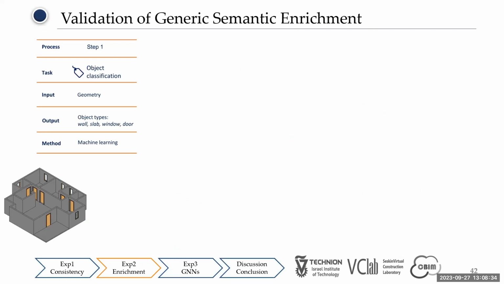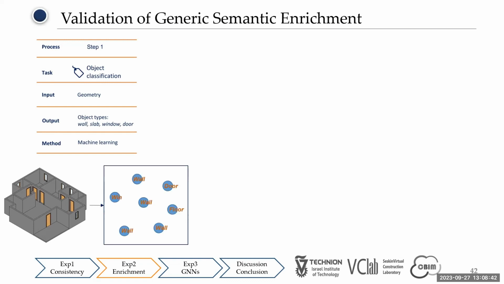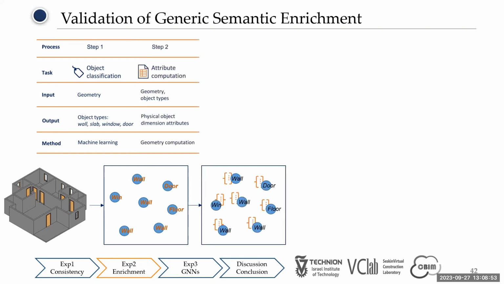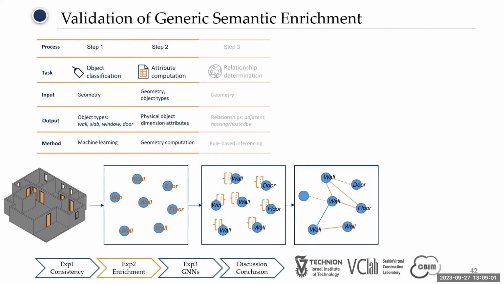So after exporting the geometry, in the first step, we use machine learning to predict the object types of geometries, and the results are organized in the graph as nodes. And then we attach the prediction results to the nodes as a label. The second step, we do attribute computation. We compute 9 different types of attributes and insert them under each corresponding node. Then we do relationship determination. We are going to instantiate the hosting and adjacent relationships between objects within one domain.